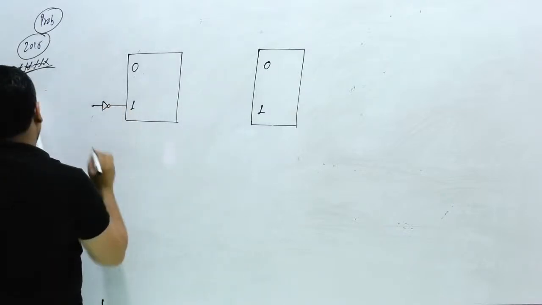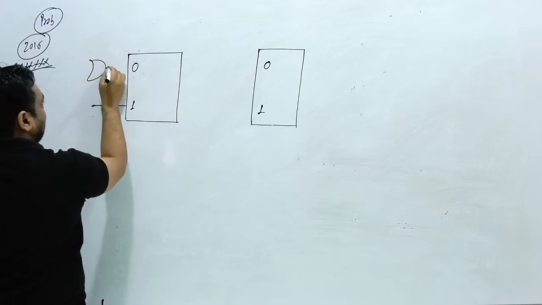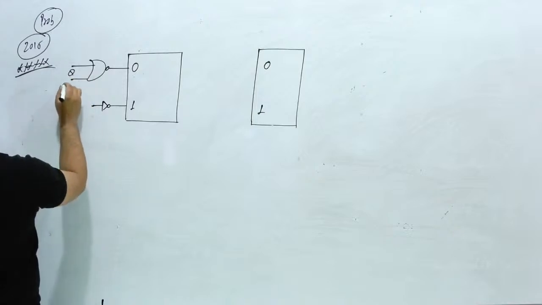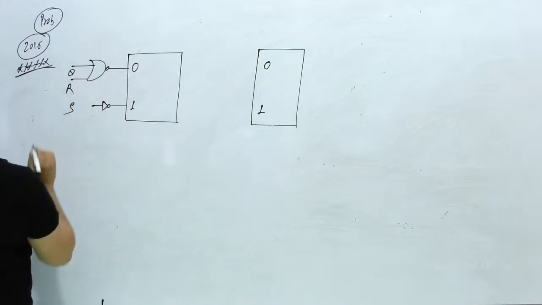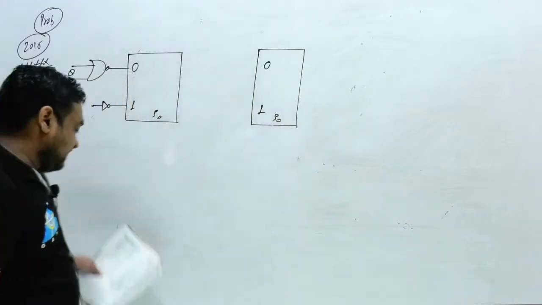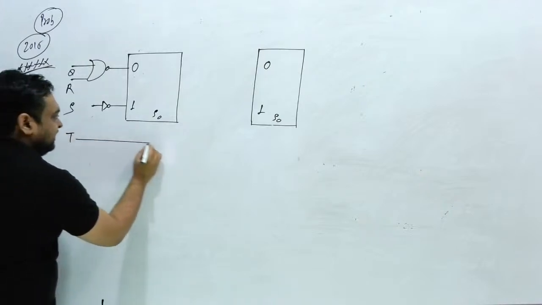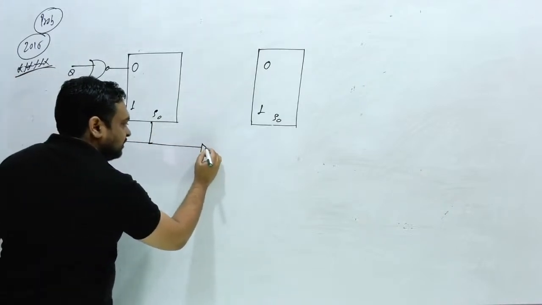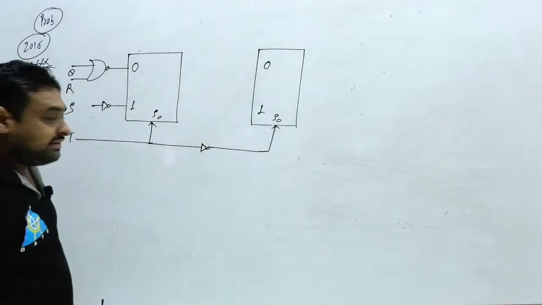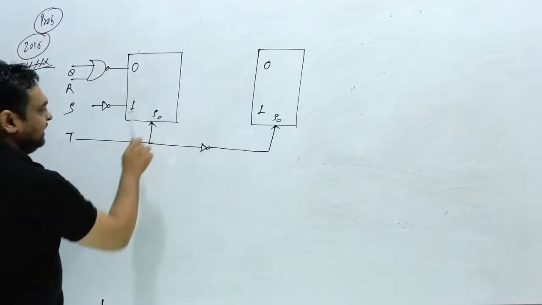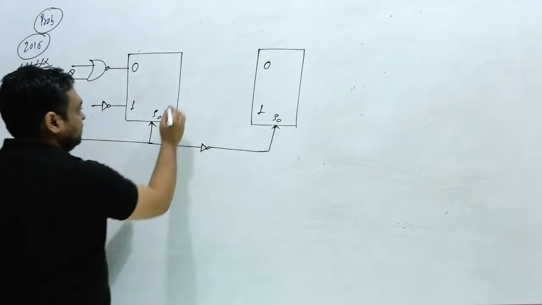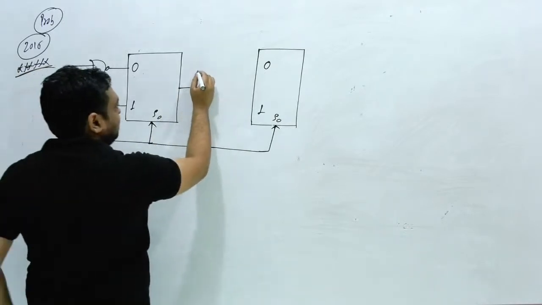Here one NOT gate was present, and one NOR gate was present, connected with 0. This is connected with Q, and the second terminal is connected with R, and this is S. This is the selection line S0 for both. S0 is connected with T, and one NOT gate is present. This is your selection line, clear? The selection line is connected to T for the first multiplexer and T bar for the second. Now this output is divided in 2 parts.